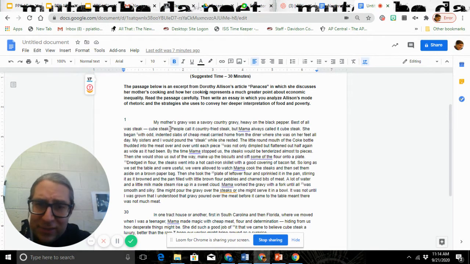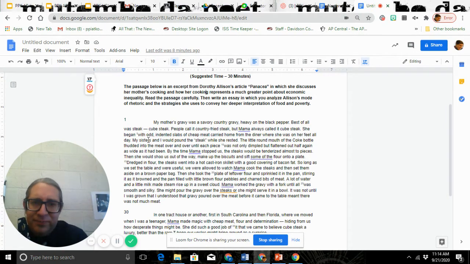And she goes in, and this is literally her getting close to writing a recipe, if we were to understand where this came from. Right, the country fried steak, cube steak, right? The odd indented slabs of cheap meat carried home from the diner where she was on her feet all day, right? That image is very pointed, definitely reflects the mother's poverty, or not poverty, but definitely lower income and lower middle class at the least, if not lower class.